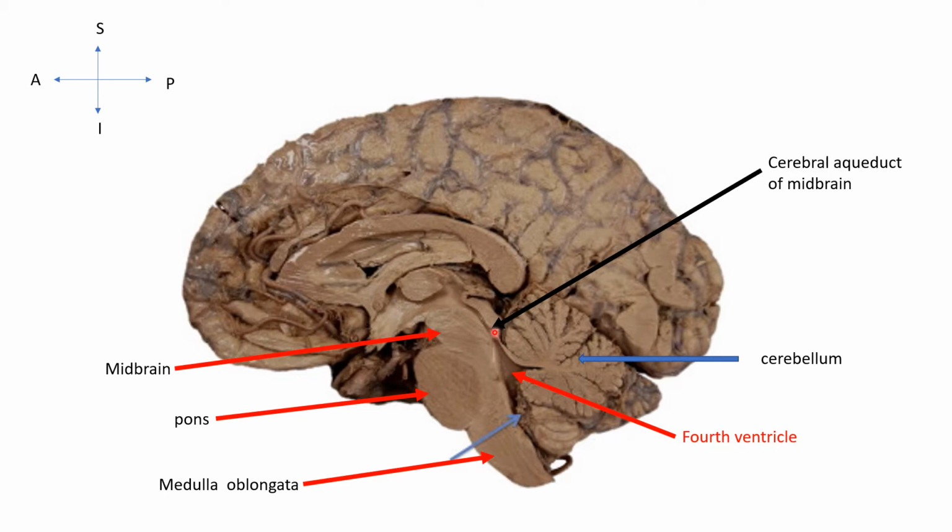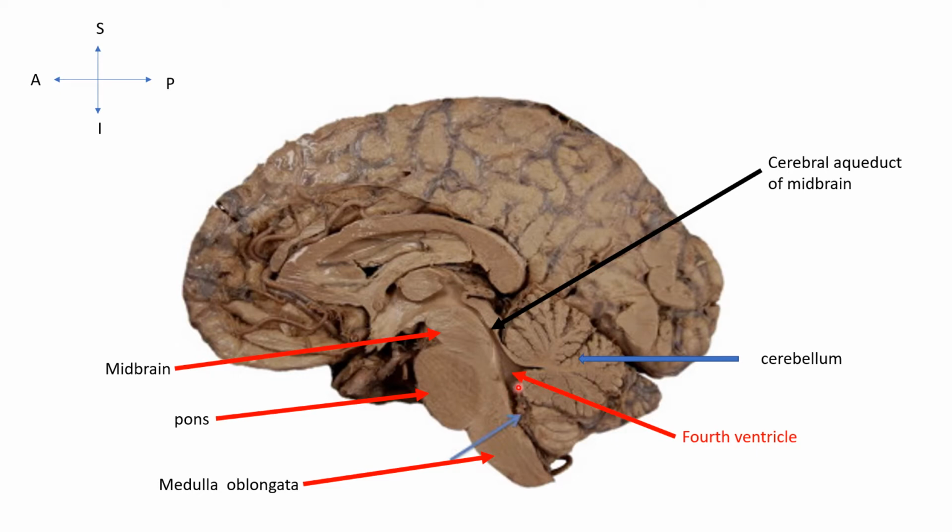So you can see this one. This is the superior angle. The cavity of the superior angle continues upward into the cerebral aqueduct. So you can see this is the aqueduct, and inferiorly you can see this is the inferior angle. The cavity of the fourth ventricle at the inferior angle continues inferiorly as the central canal of the spinal cord.